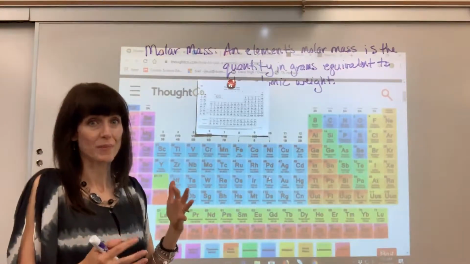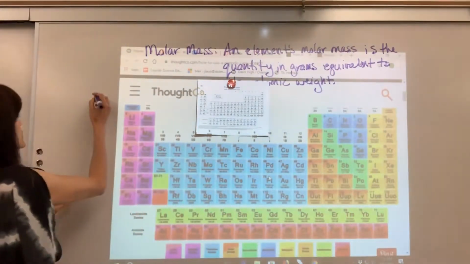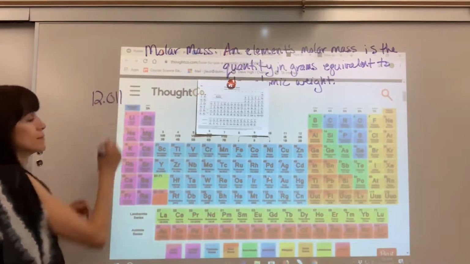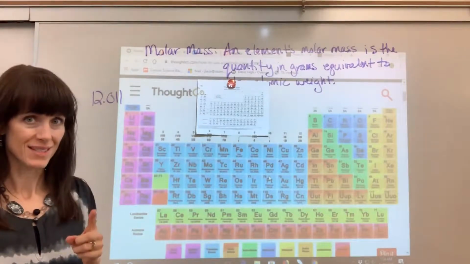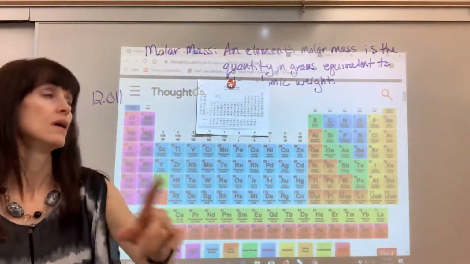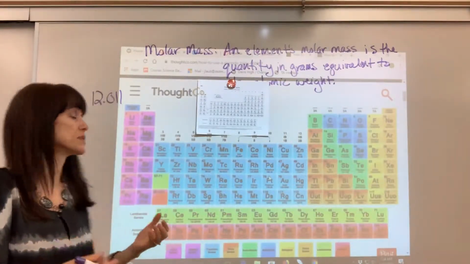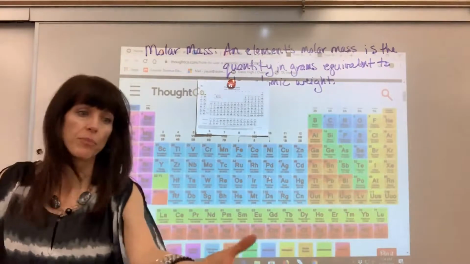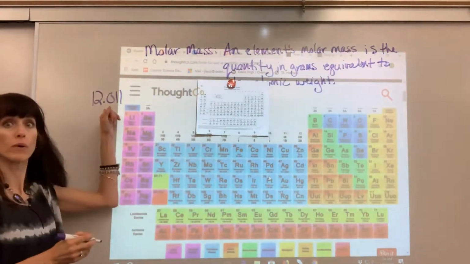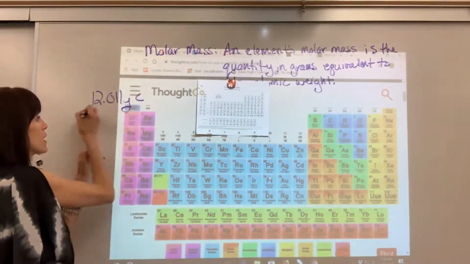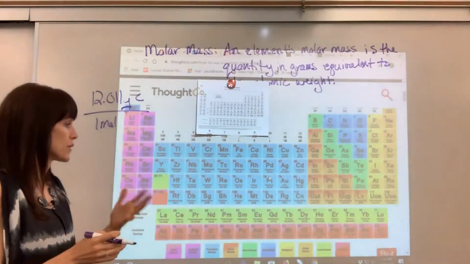So let's look at carbon. Carbon's molar mass is 12.011. So what does that mean? That means if I have 1 mole of carbon, and remember, this is the weighted average of all the isotopes, I've got a pile of carbon, and guess what? It's going to weigh 12.011 grams. There's that many grams of carbon in 1 mole of carbon. Very cool.